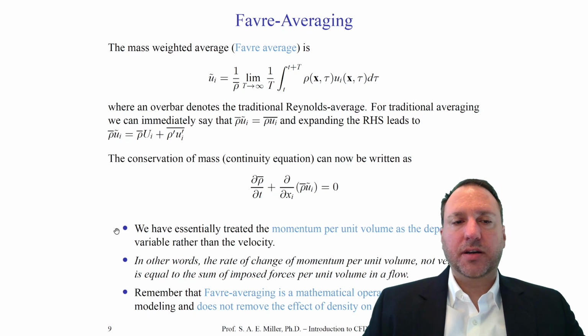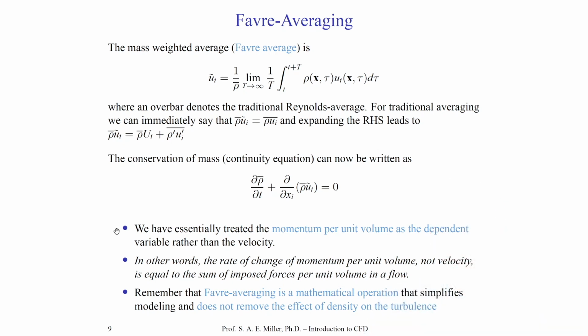So what has this done? We've essentially treated the momentum per unit volume as a dependent variable rather than the particular velocity like we did before. This can be stated in another way, that the rate of change in momentum per unit volume, not the velocity, will be equal to the sum of the imposed forces per unit volume in the flow.